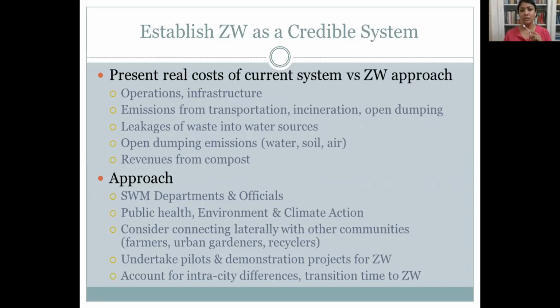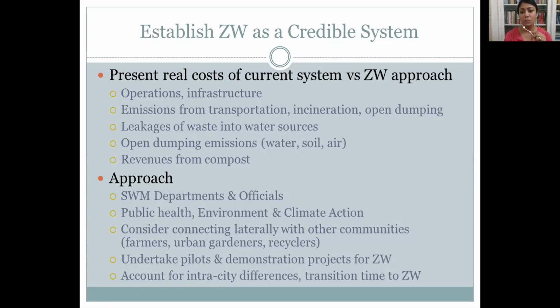And it's important that we consider not just the financial costs, but the real costs of the current system versus what a zero waste approach can bring. So it's not only savings in terms of the operations and infrastructure. It is very important that we can also present to donors, to the city government, to other actors who can actually be allies and form alliances with, around the other costs and potential benefits that can come from emissions associated with transportation, incineration, and open burning, costs that are borne in terms of public health by our damage to our water, soil, and air, leakages of waste into our water sources.